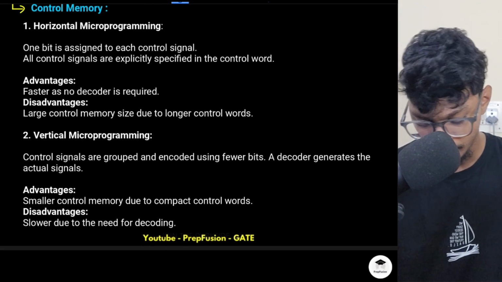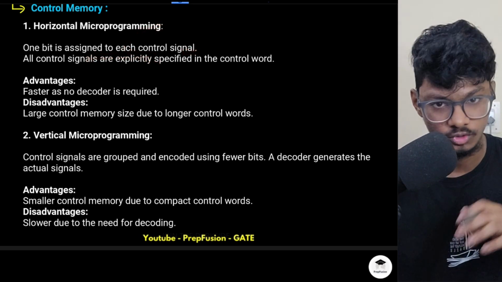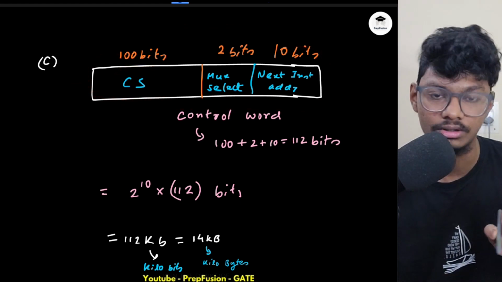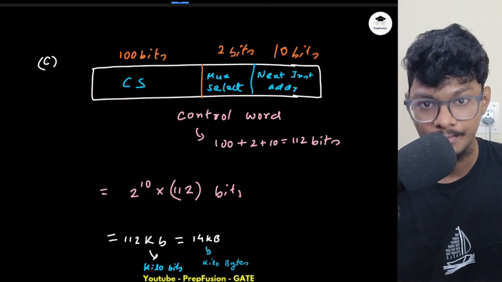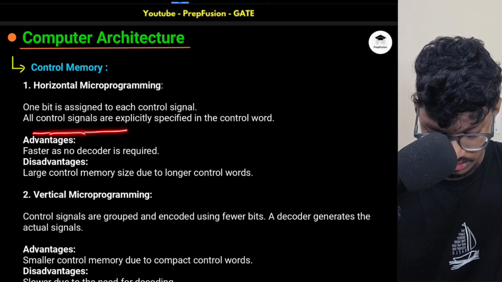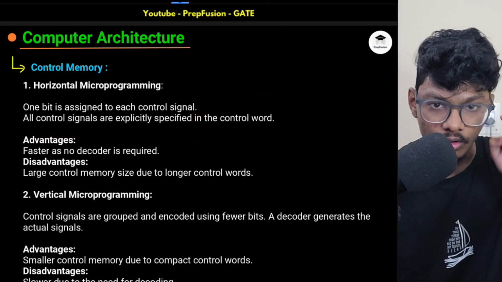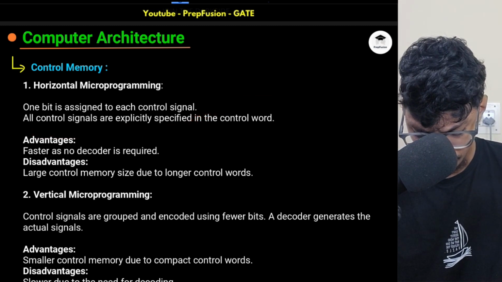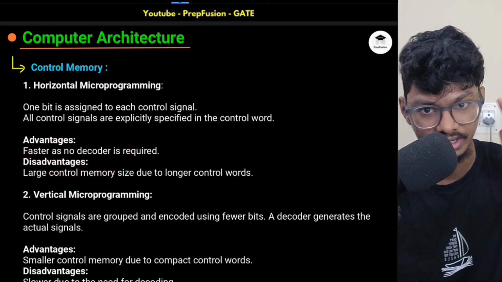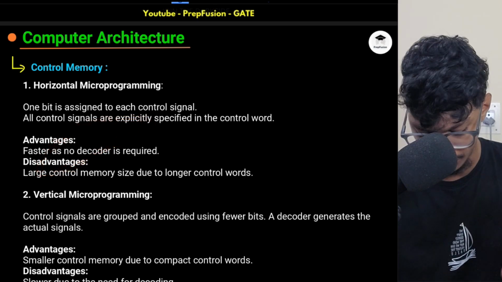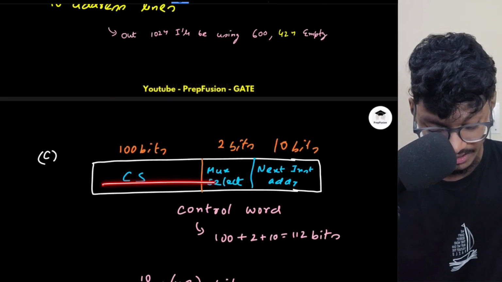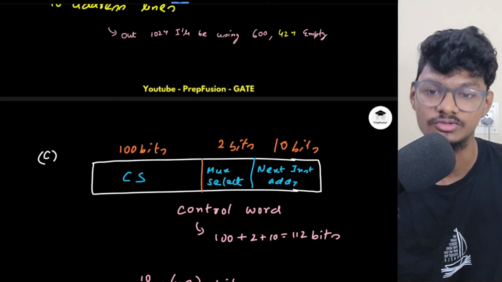In horizontal microprogramming, one bit is assigned to each control signal. So just what we learned, right? This is horizontal. Everything is in horizontal, right? So each control signal will be assigned one control bit, just like PC in, PC out, they will be assigned one control bit only. All control signals are explicitly specified in the control words. Here, it is faster as no decoder is required. Mux will be required, which signal to pass through, which signal to make high, that will be required. But mainly the decoder will not be required. Large control memory size due to longer words. So the words are very long, right? It's like 112 bits long. It is a very long word, so it will take up more space.